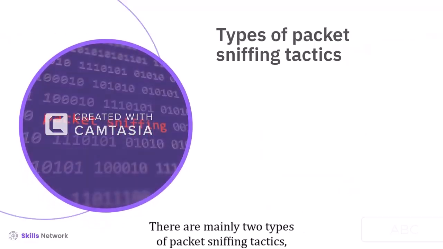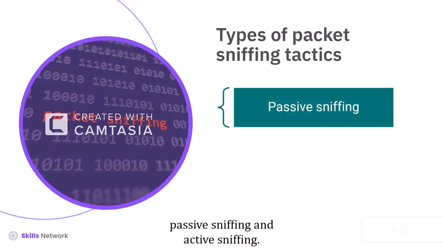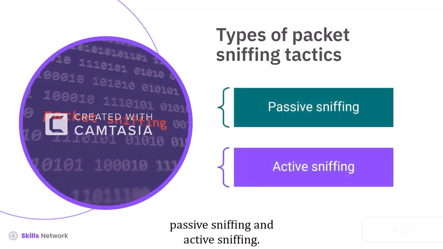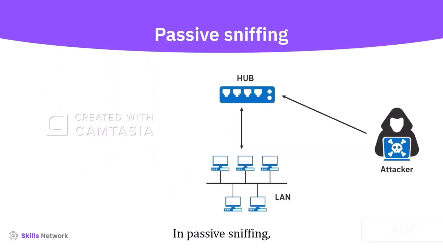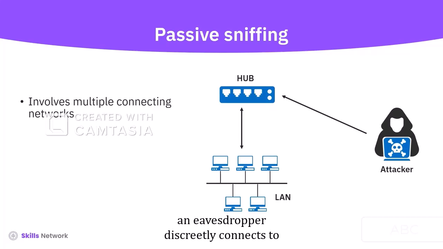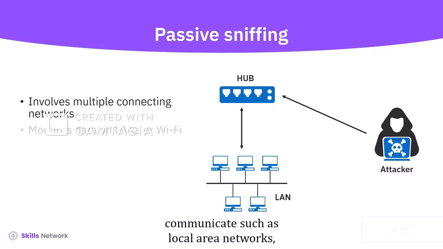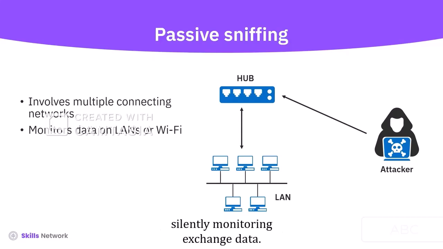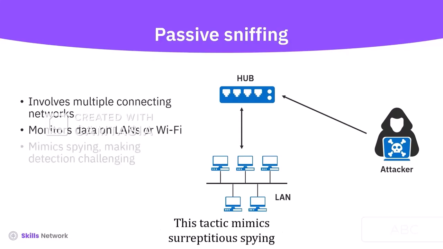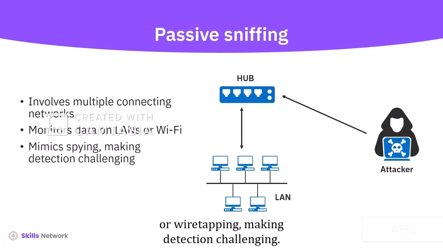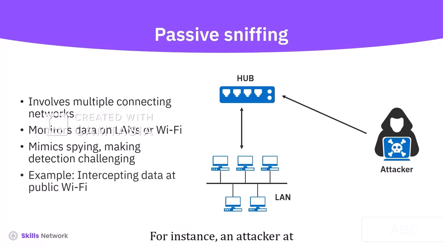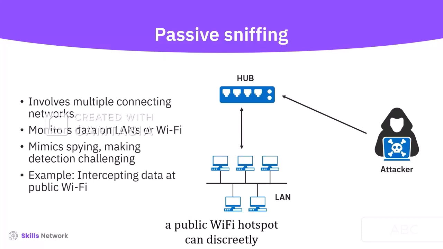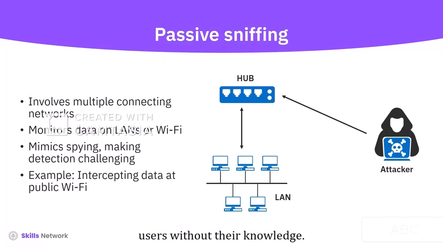There are mainly two types of packet sniffing tactics: passive sniffing and active sniffing. Let us discuss each of these tactics. In passive sniffing, an eavesdropper discreetly connects to a network where multiple devices communicate, such as local area networks, LANs, or Wi-Fi networks, silently monitoring exchanged data. This tactic mimics surreptitious spying or wiretapping, making detection challenging. For instance, an attacker at a public Wi-Fi hotspot can discreetly intercept data packets between users without their knowledge.